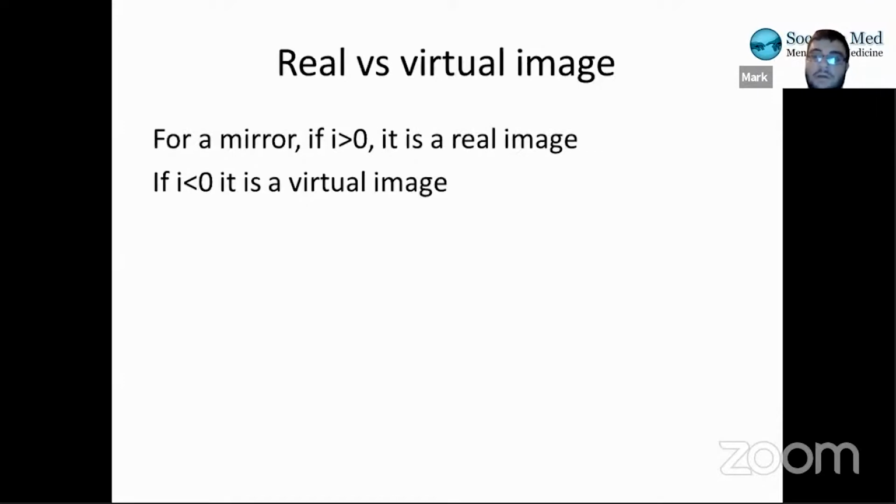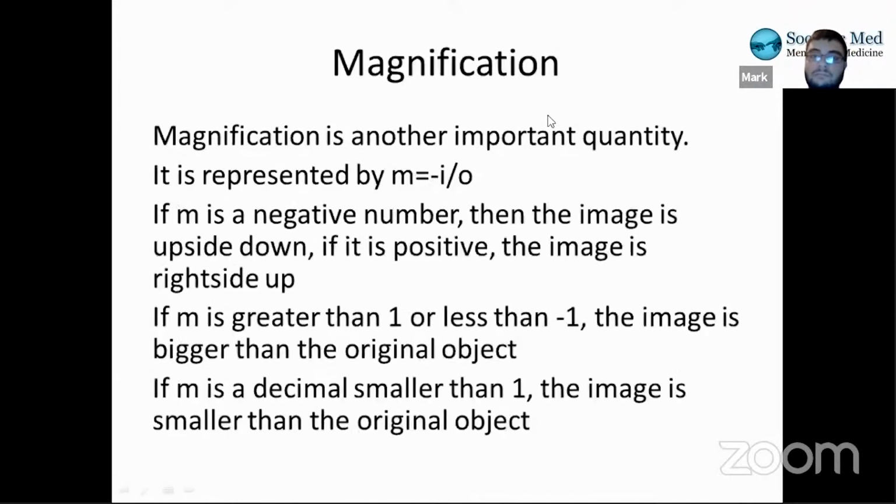And remember, this is for mirrors. For lenses, it's opposite again. But for mirrors, that's the case. If it's on the same side as you, it's a real image. If it's on the opposite side, it's virtual. Okay.